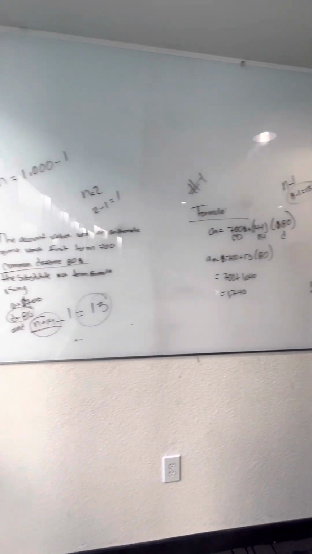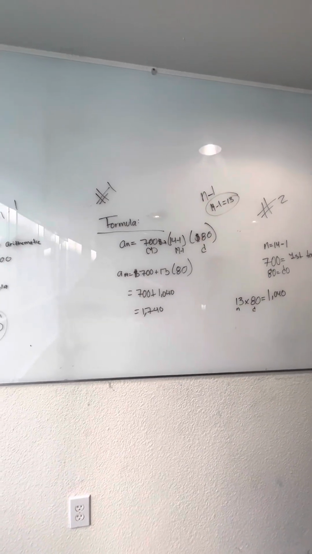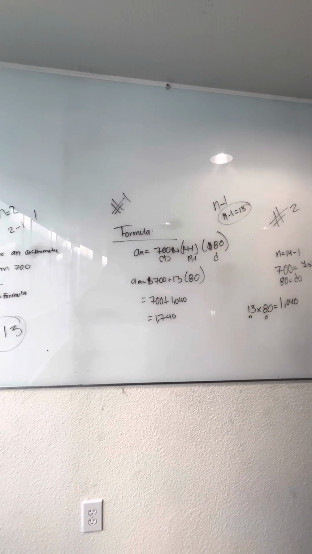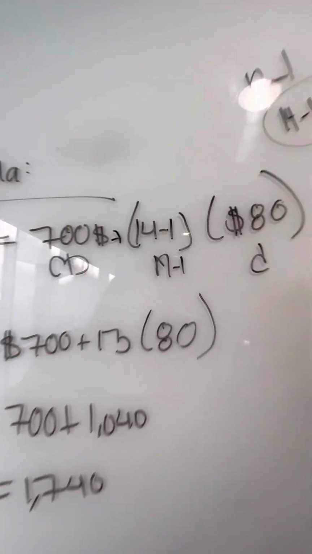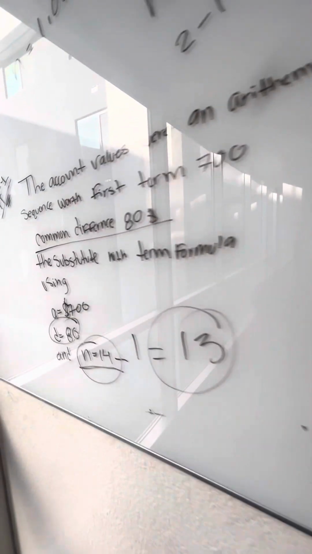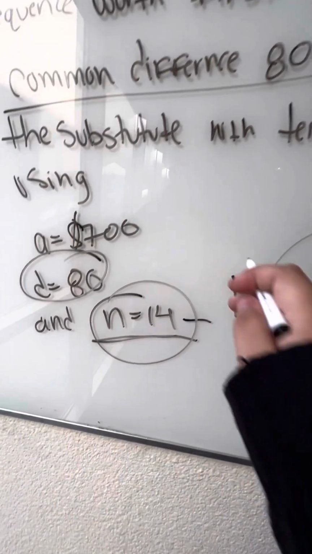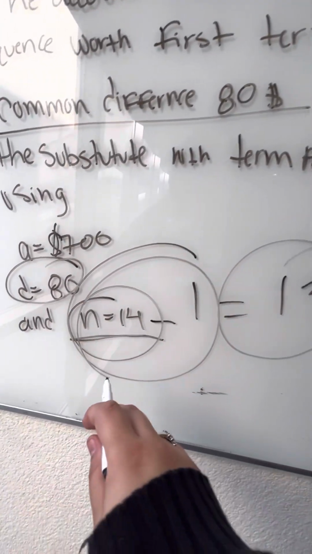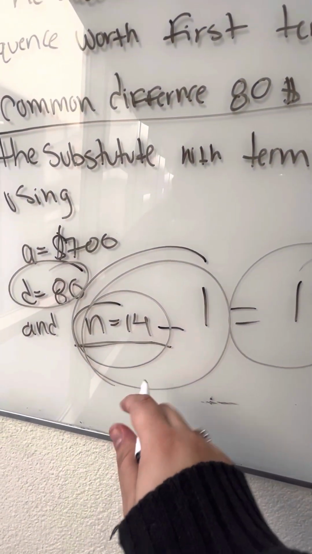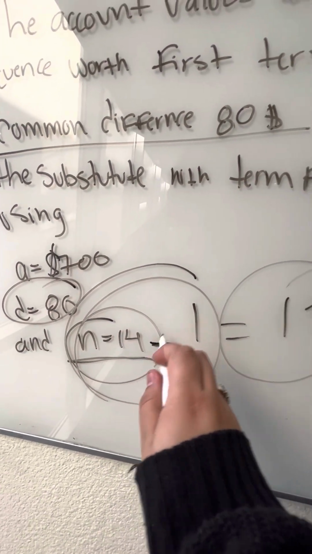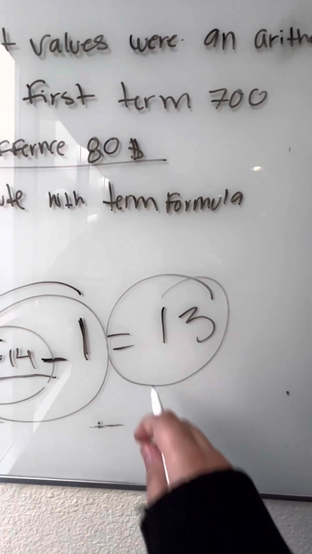Well, we need to remember that in the formula, n always needs to be subtracted by 1. As you can see right here, n minus 1. N is 14, correct? Right here, focus on this. N equals 14. So we need to do 14 minus 1, which would equal 13.